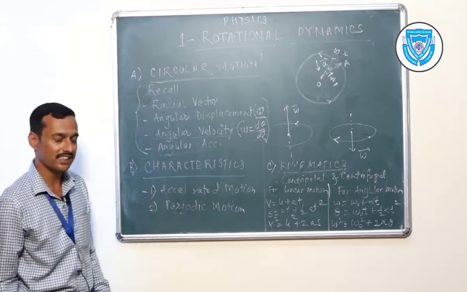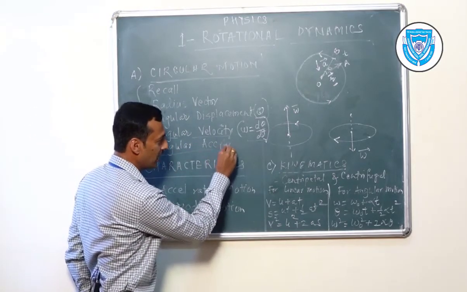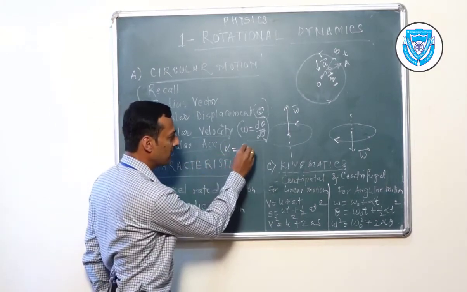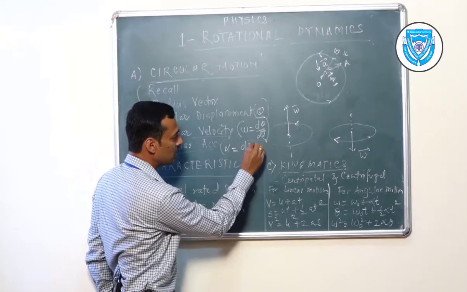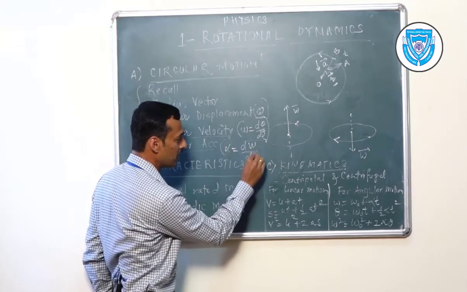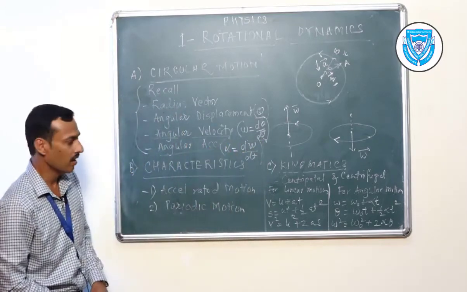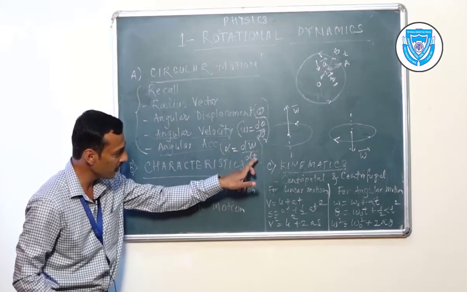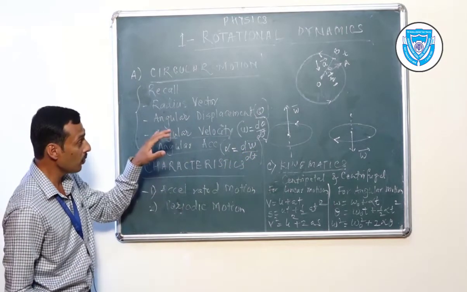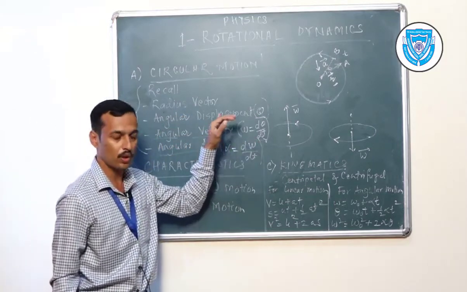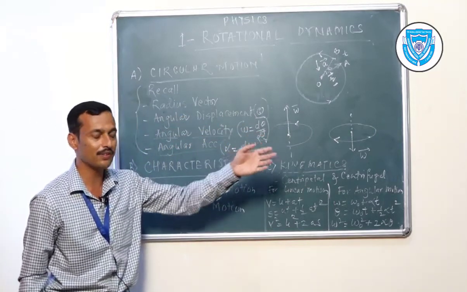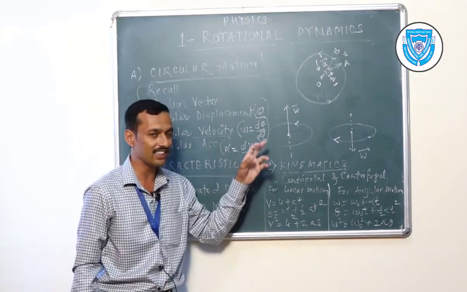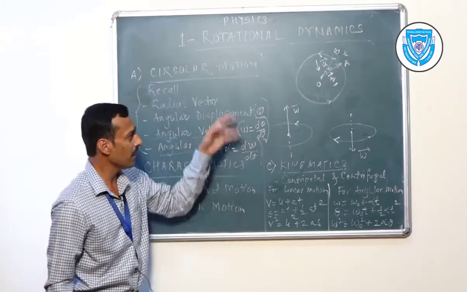Then angular acceleration, denoted by alpha. Angular acceleration alpha is equal to the rate of change of angular velocity with respect to time. Alpha is equal to d omega by dt. The direction of omega, the angular velocity, is given by the right hand thumb rule. Similarly, the direction of angular acceleration is related to the angular velocity.